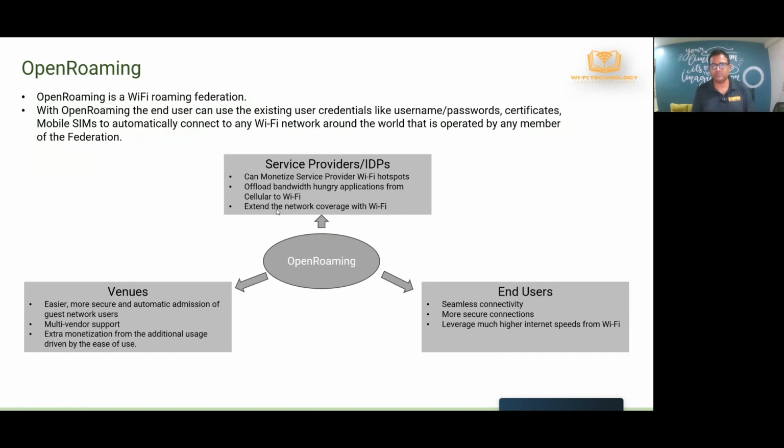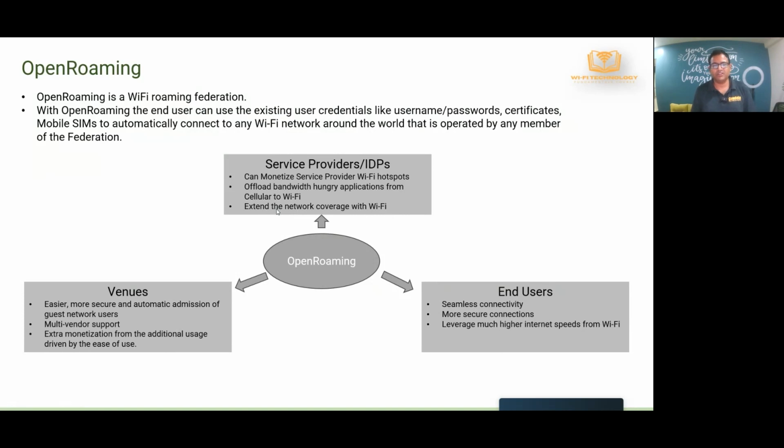OpenRoaming is the idea where the service providers and the venues and the end users' devices can all come together and create a seamless connectivity experience for the users, right? The advantage for the service providers is that they can monetize hotspots. They can offload the bandwidth-hungry applications onto cellular networks, and they can extend the coverage into the Wi-Fi.